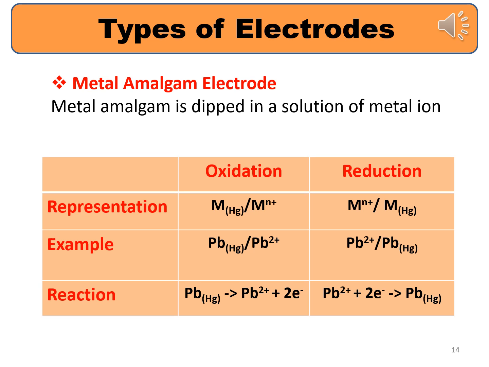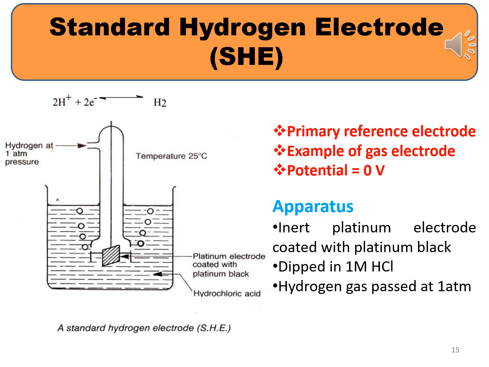For the reduction reaction, the representation is Mn+/MHg. For example, if we consider the oxidation reaction of lead, Pb giving Pb2+ plus 2 electron, the representation is Pb of Hg/Pb2+. And for the reduction reaction of lead, like Pb2+ plus 2 electron giving lead, the representation is Pb2+/Pb of Hg.